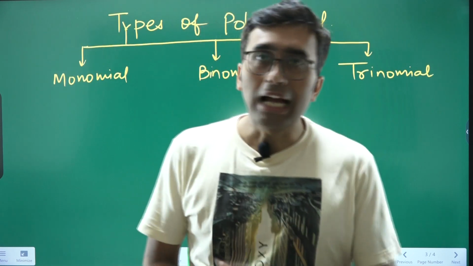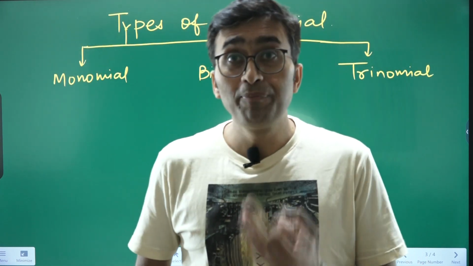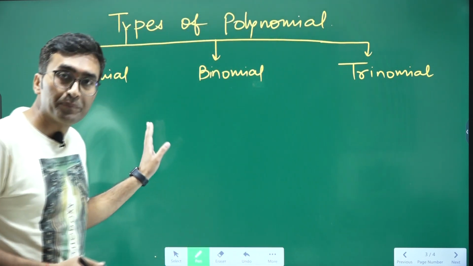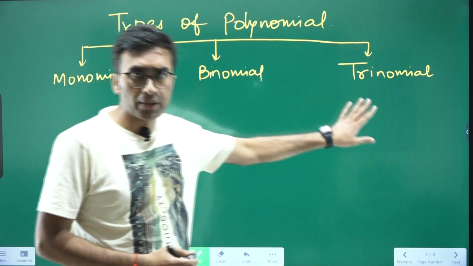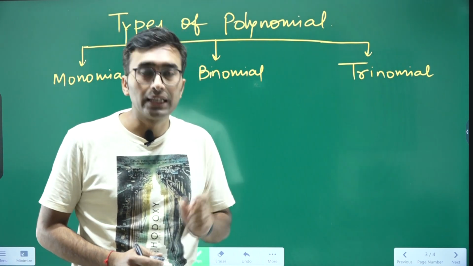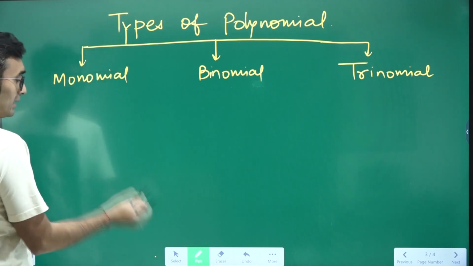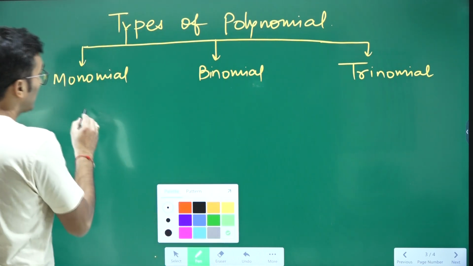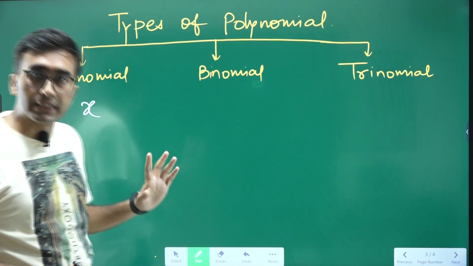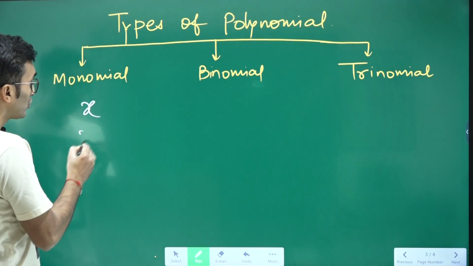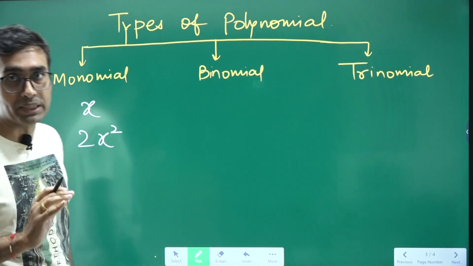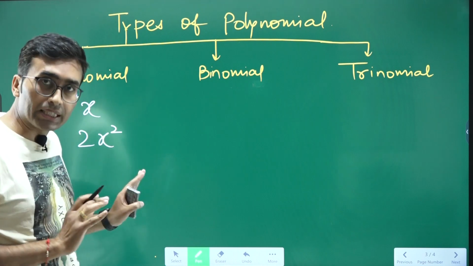Now to understand the types of polynomial. We have basically three types of polynomial, that is monomial, binomial and trinomial. Monomial is that which contains a single term. Let's say if I say x only, this is a monomial that contains a single term. If I say 2x square, yes, it is also a monomial because it contains a single term.